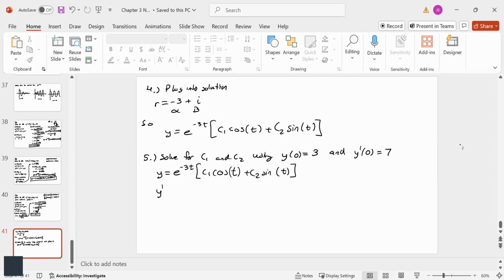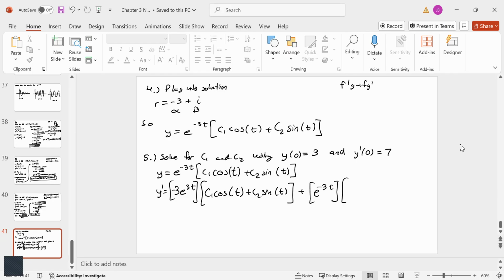Now you can distribute and do the product rule later, or you can do it now. So f prime g plus fg prime. So 3 negative e to the 3t, so that's f prime. And then we write the g plus f, so that's just e to the 3t negative, times g prime.